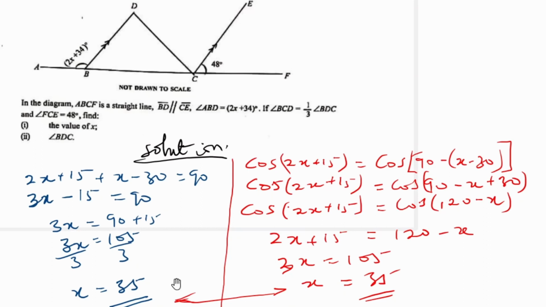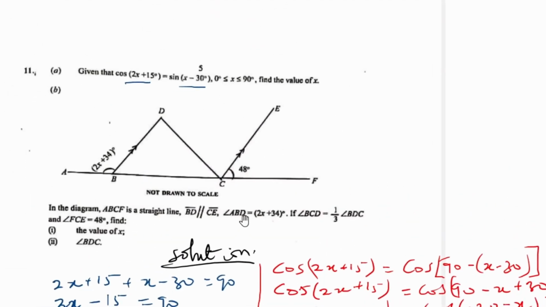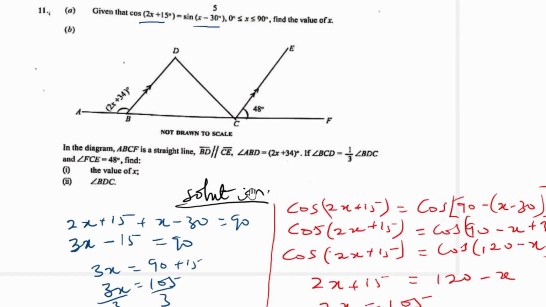So that is just the first part of question 11. Now let's get the second part, which has a diagram which has the instruction under. In the diagram, ABCF is a straight line, this one, and BD is parallel to CE, and angle ABD equals 2x plus 34 degrees. If angle BCD equals 1/3 of angle BDC and angle FCE equals 48 degrees, find I, the value of x. So let's go solve that first.